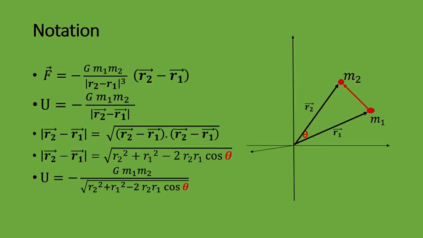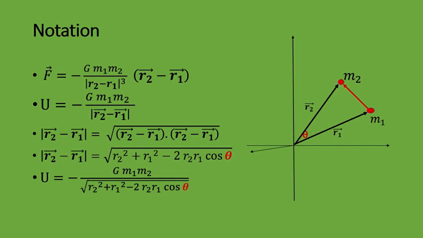Now let's move mass number 1 from the origin to somewhere else in space. So now let's put mass number 1 and mass number 2 in space, and rewrite things using the new locations. How do we write the force in this case?